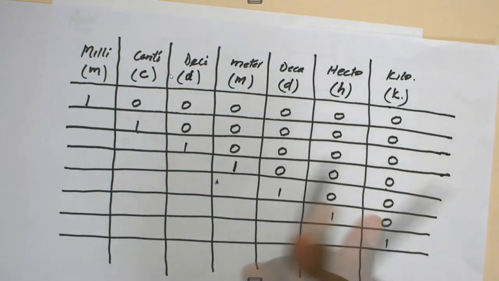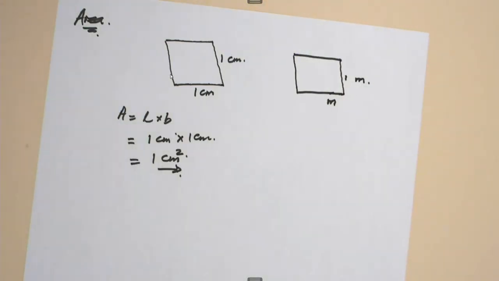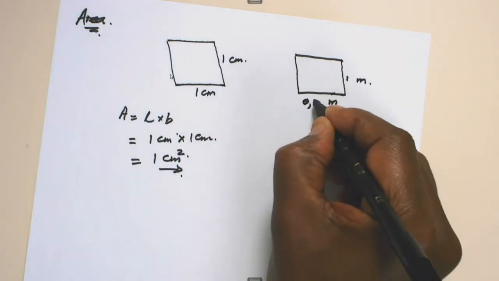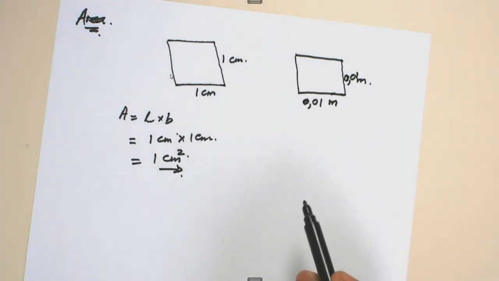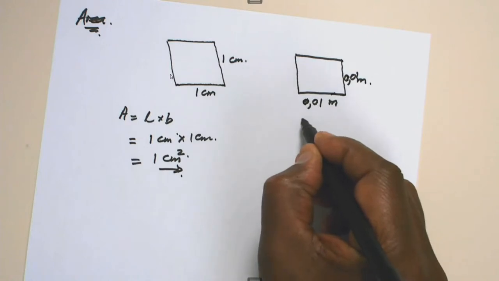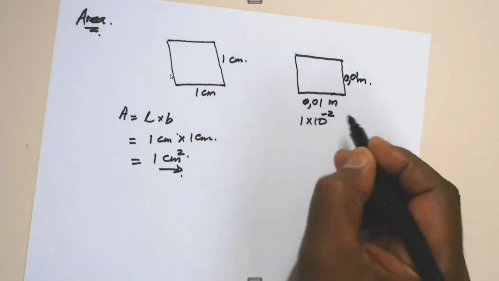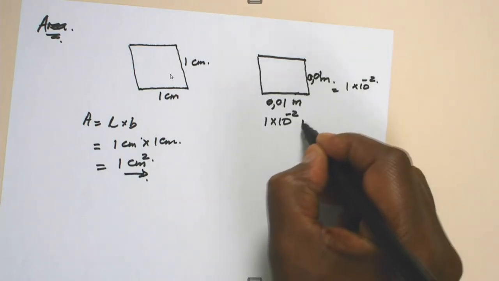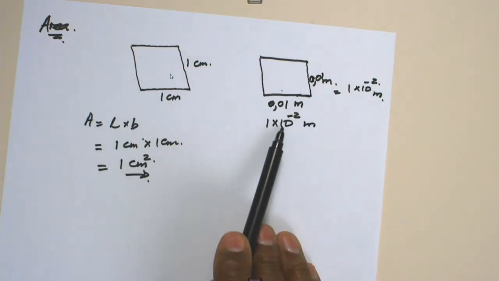So 1 centimeter will be equal to 0.01 meters. That will also be 0.01 meters. And if you want to simplify that by writing it in standard form or in scientific notation, then this will be equivalent to 1 times 10 to the power minus 2 in meters. Remember, it is still the same area, but now you are converting it from square centimeters to square meters.